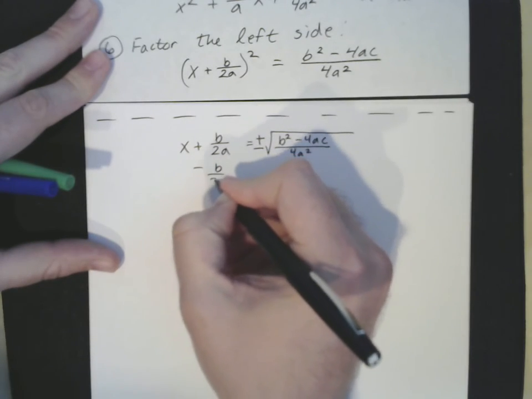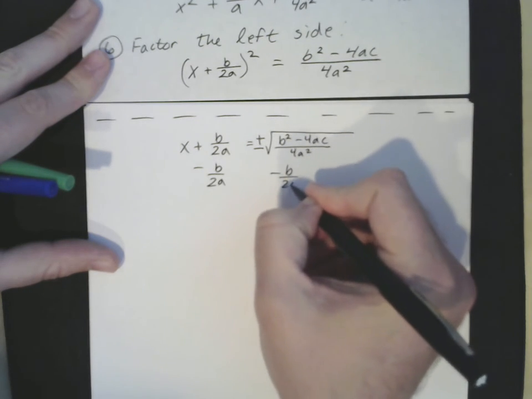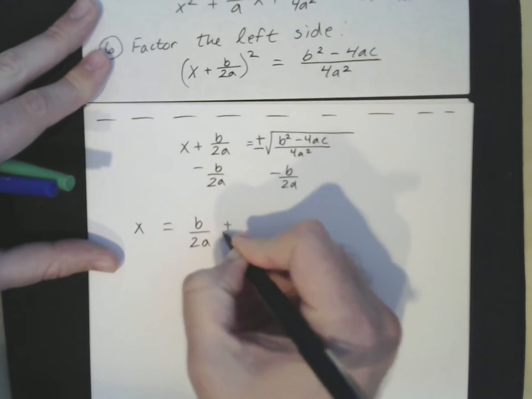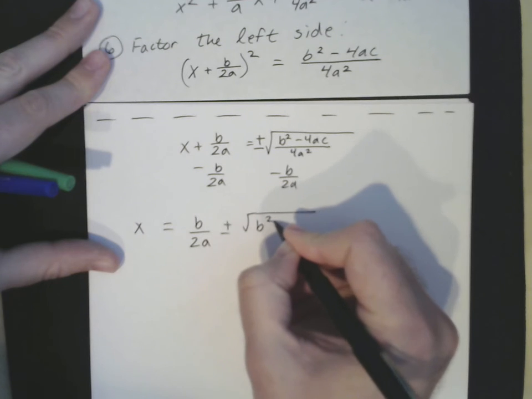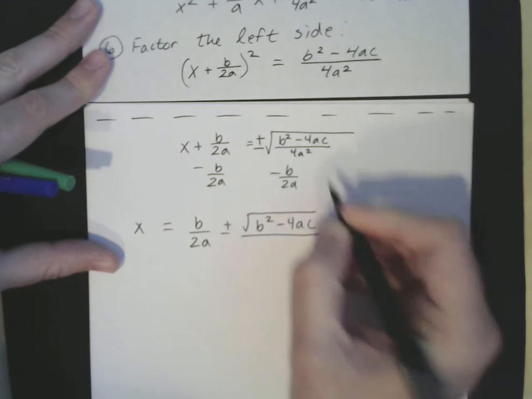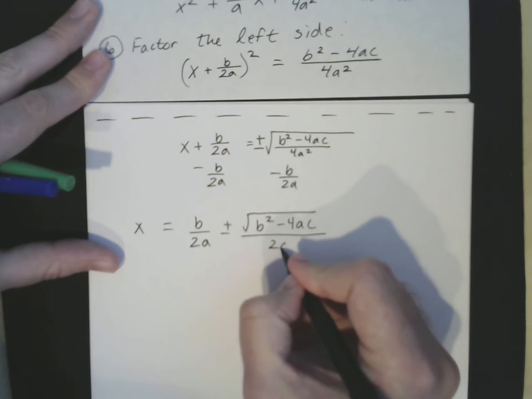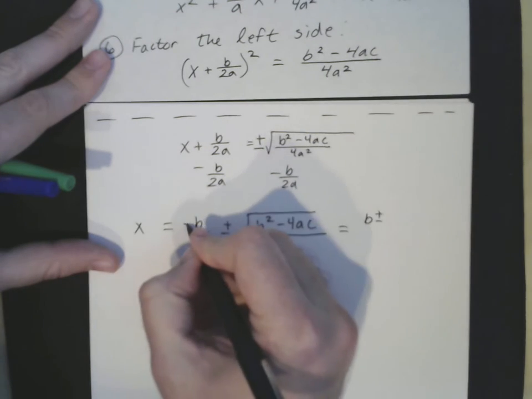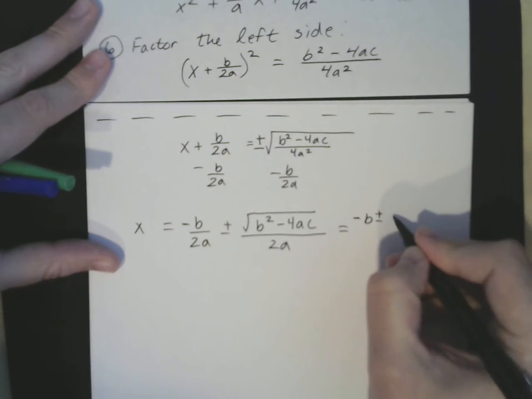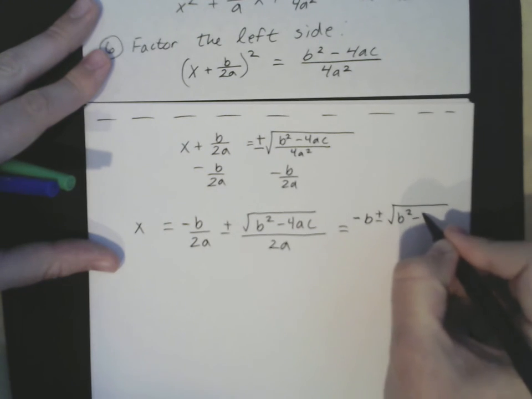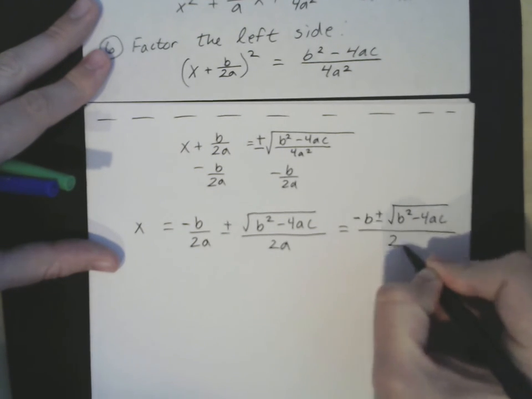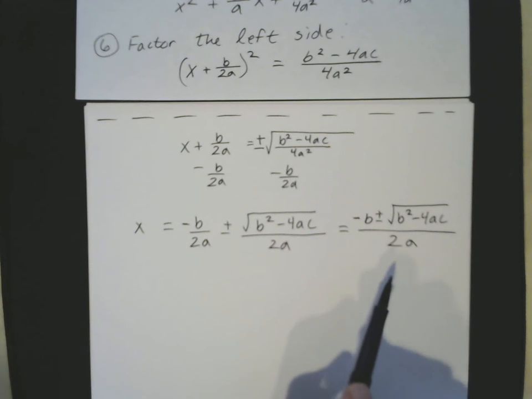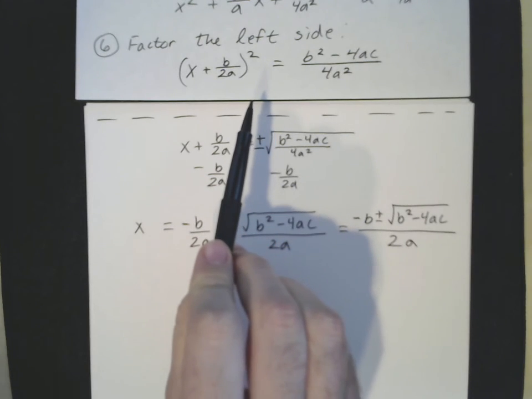So now if I subtract b over 2a on both sides, I get x equals negative b over 2a plus or minus the square root of b squared minus 4ac, and the square root of 4a squared is just 2a, and this becomes nothing more than negative b, that's what that should have been, negative b plus or minus the square root of b squared minus 4ac all over 2a. So our quadratic formula is nothing more than the end of the complete the square process.